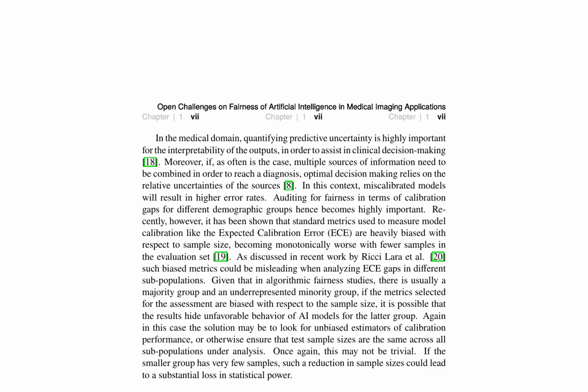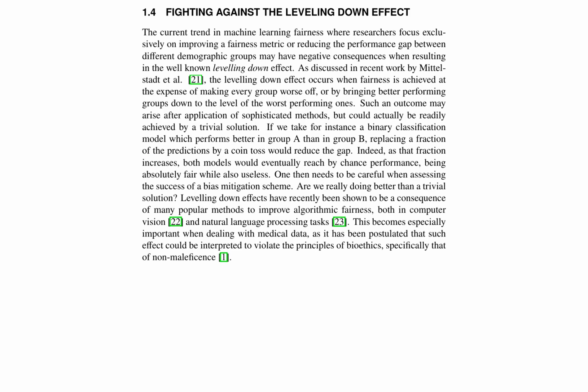The solution may be to look for unbiased estimators of calibration performance or ensure that test sample sizes are the same across all subpopulations under analysis.